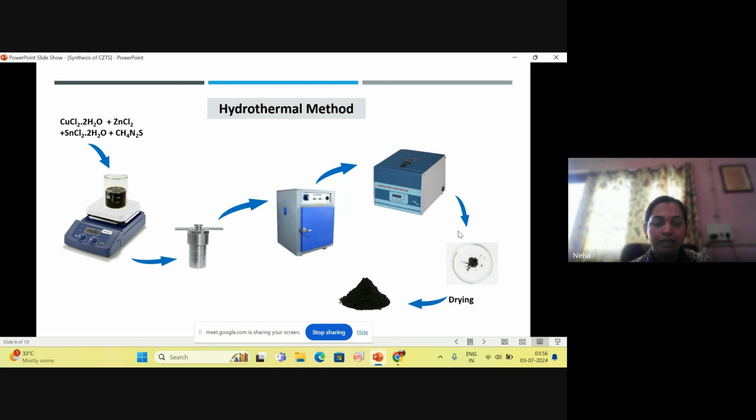We try to synthesize CZTS by the hydrothermal method. First of all, the precursors are dissolved in DI water and stearin. After that, the solution was transferred into the autoclave and heated at different temperatures. Then we centrifuge the sample and dry it. Then we get the CZTS in powder form.